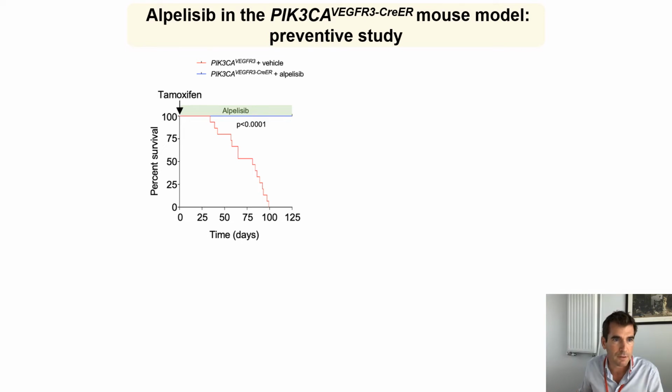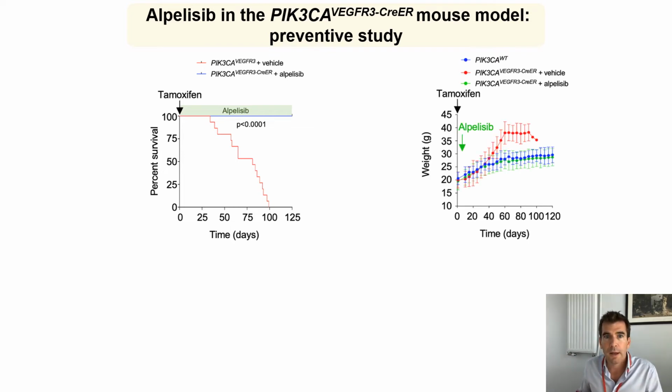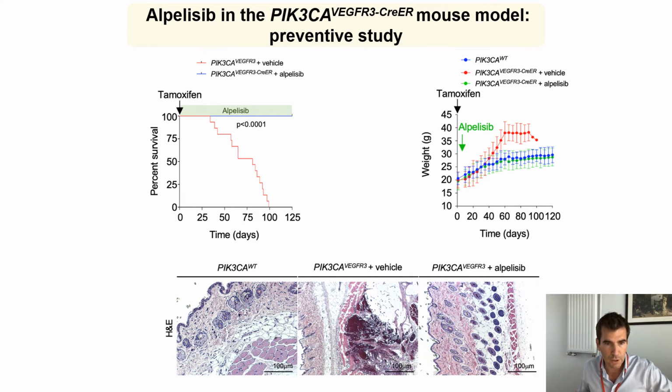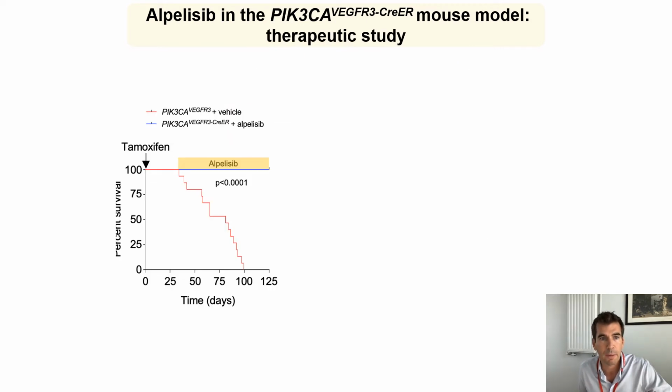And you can see that in the PIK3CA mutant treated with Alpelisib, all the mice were still viable at 125 days, while all the mice were dead in the group that received the vehicle. And also you can see the body weight change, meaning that the mice treated with Alpelisib had a normal body weight compared to the mice that were treated with the vehicle. And at the histological level, the Alpelisib was able to prevent all the lesions. These mice had a normal phenotype.